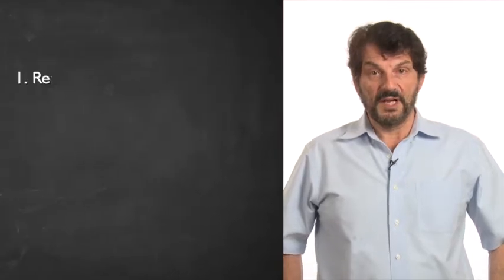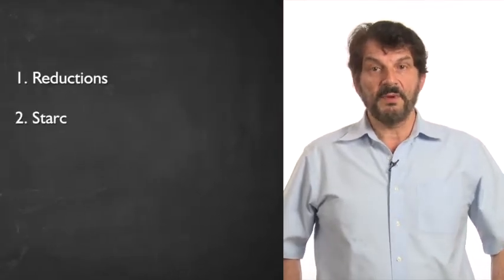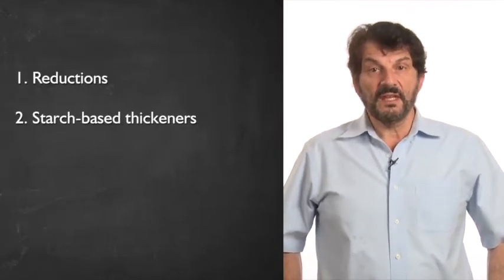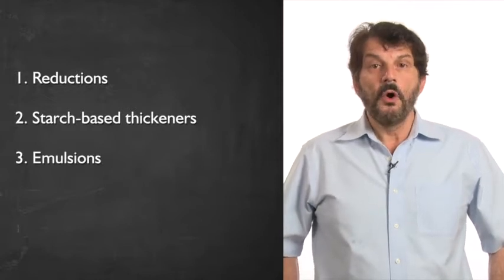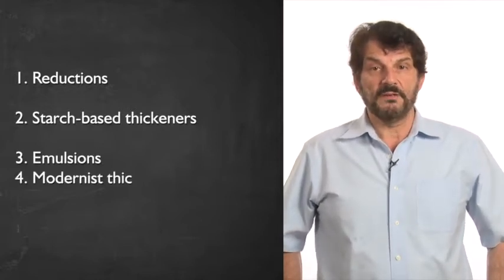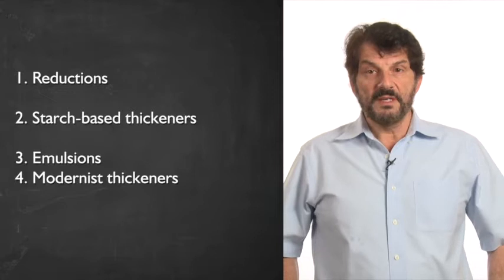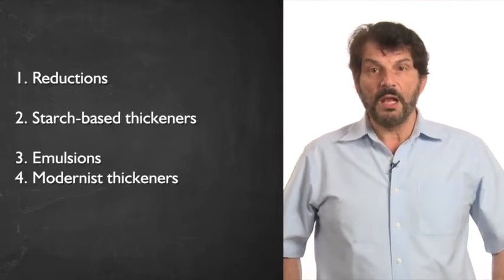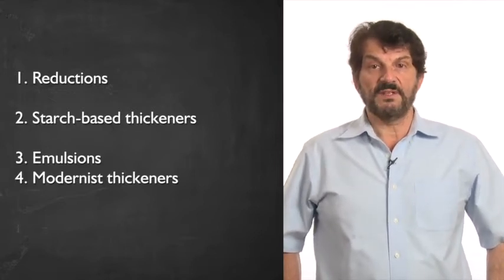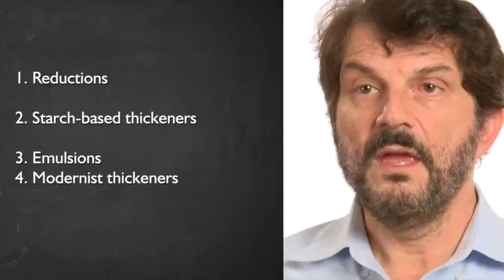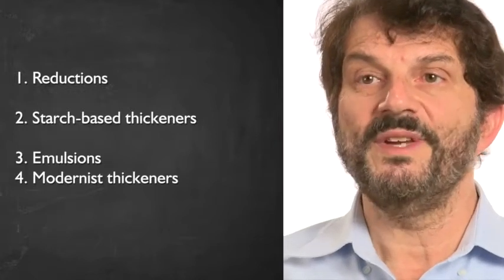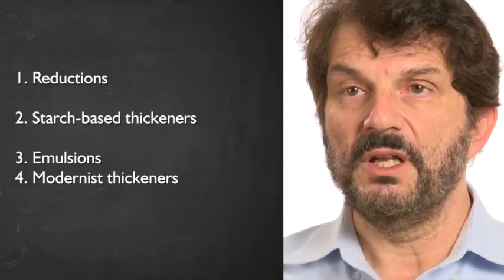Nathan told us that there are 4 ways that chefs use to control the viscosity. There are reductions, there's starch-based thickener, there's making an emulsion by adding fat, or using modernist thickeners, where small amounts of material, small amounts of a polymer, are added to increase the viscosity by large amounts. In all cases, what we're doing is adding something to the fluid.